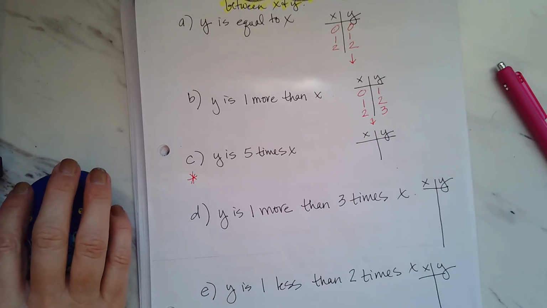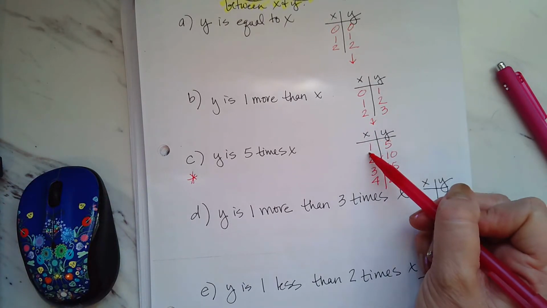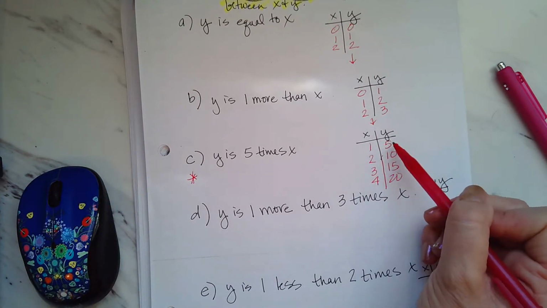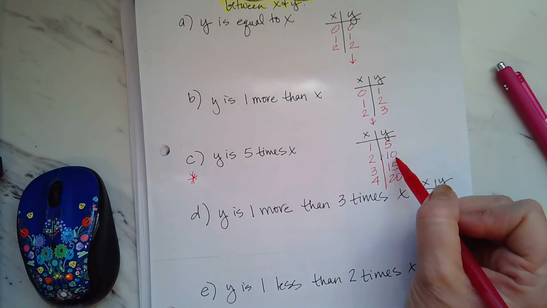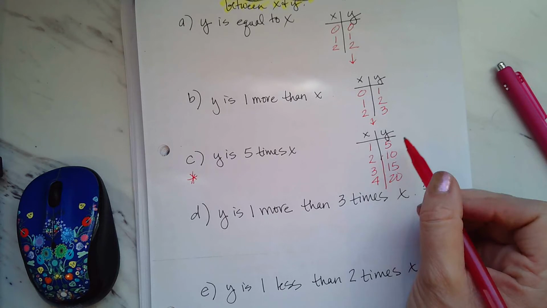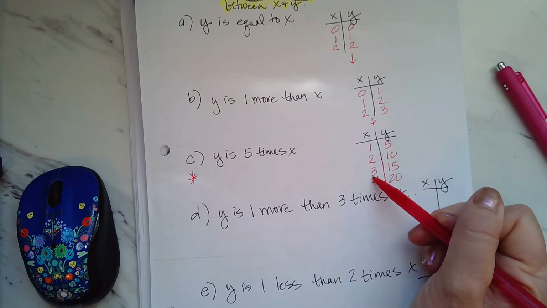All right, so were you able to pick something and multiply by 5, or pick 5 and divide by 5 and you get 1? 10 divided by 5 is 2. Or 1 times 5 is 5, 2 times 5 is 10, 3 times 5 is 15, 4 times 5 is 20.